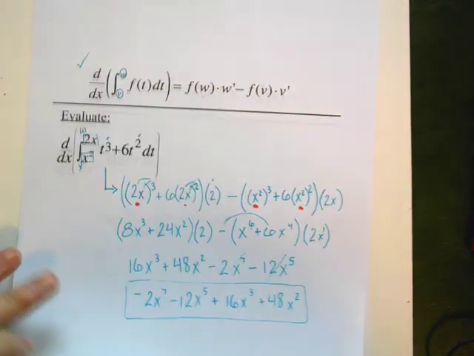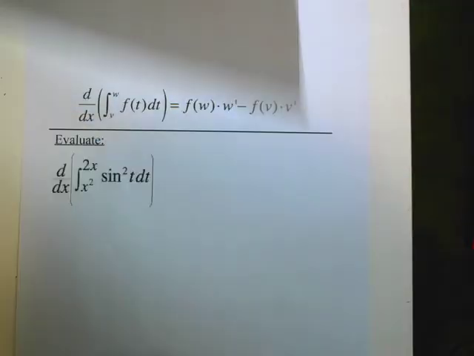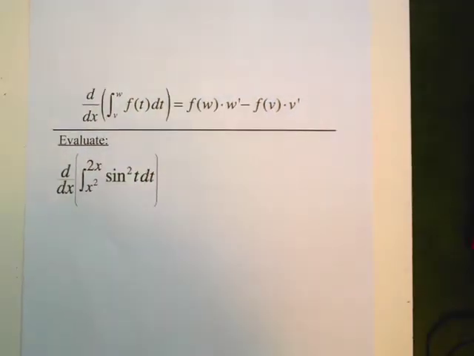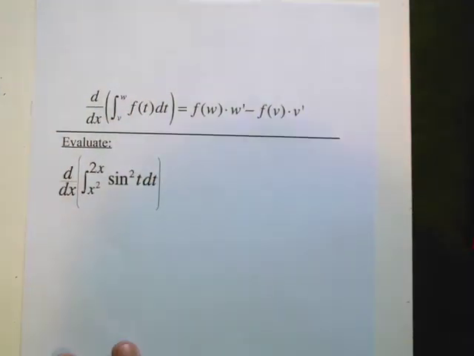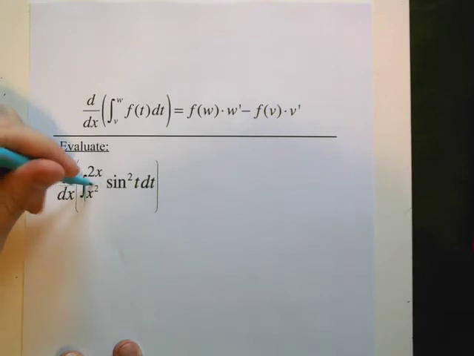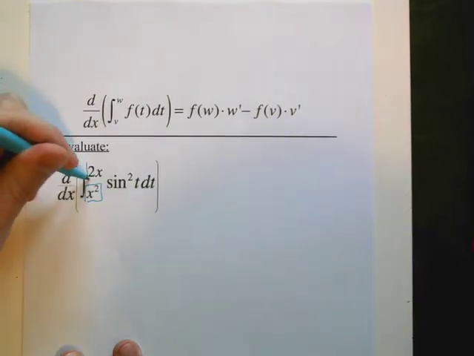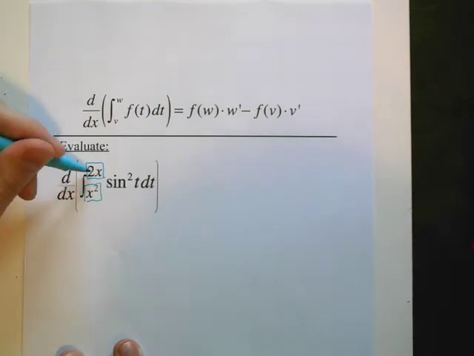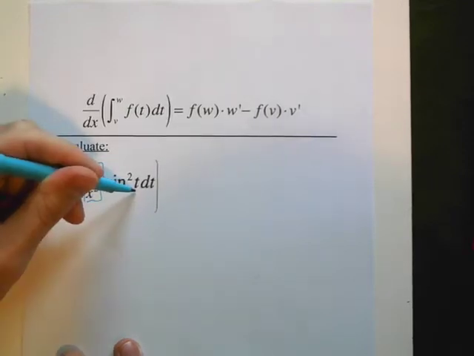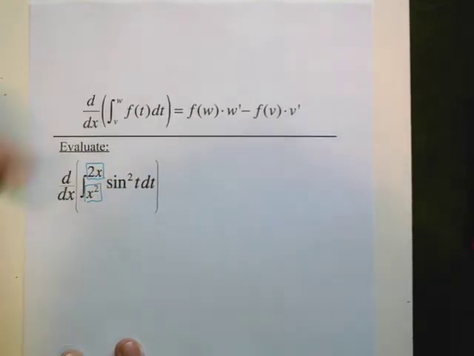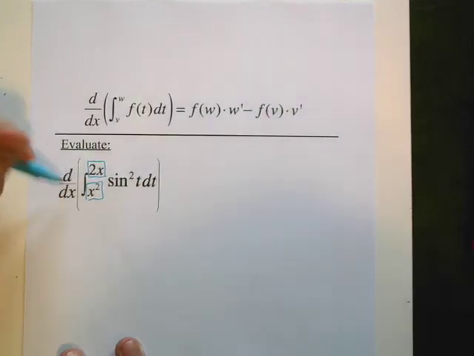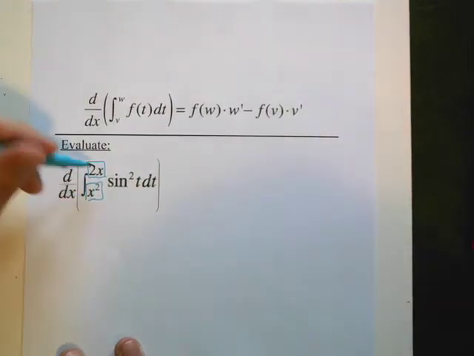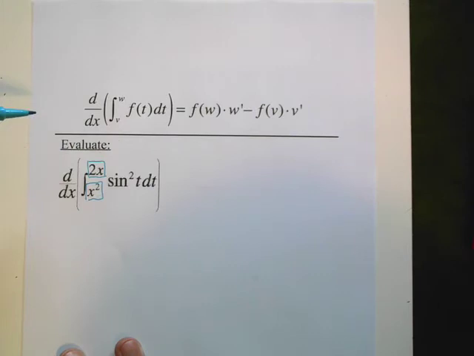Okay, let's try one with a trig function. Same thing. We've got a lower boundary and an upper boundary, so it's more complicated than just a constant and a variable. If it was just 0 and x or 1 and x or 3 and x, all I need to do is plug in the x right there and I'm done. But it's more complicated. We're taking the derivative of the integral from x squared to 2x of sine squared t dt.